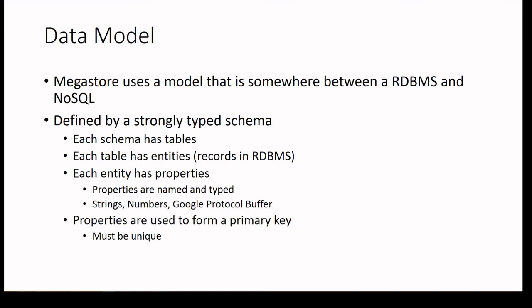And since each of these has a specific data type, we'll talk about the data types. There are three data types. There are strings, there are numbers, and then there is the Google Protocol Buffer. Now, it's actually a little bit more deep than that because there are a couple different types of strings, there are several different types of numbers, but fundamentally you only get three types of data. There are strings, there are numbers, and there's a Google Protocol Buffer.